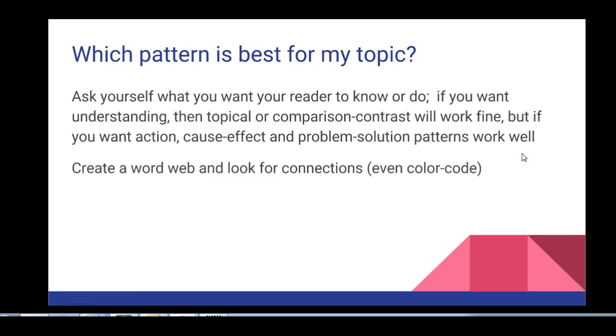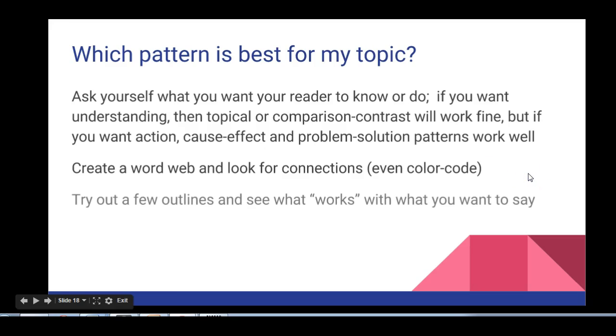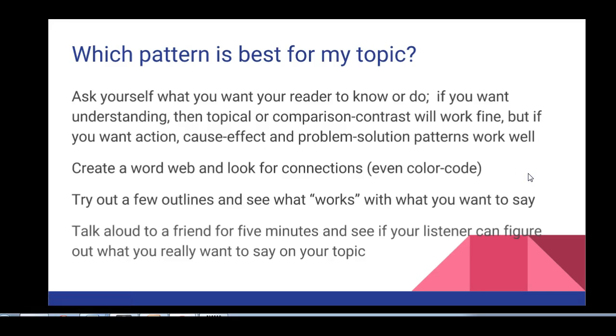You might want to try creating a word web and then just look for connections in the words that you've laid out, and maybe even color code those. Maybe one color for comparison contrast, one color for problem solution. See what you come up with. You could also try out some of these outlines and see what works for you. Can you fit something into your pattern? And lastly, you can talk aloud to a friend for 5 minutes and see if your listener can figure out what it is that you're really passionate about saying in your essay topic.